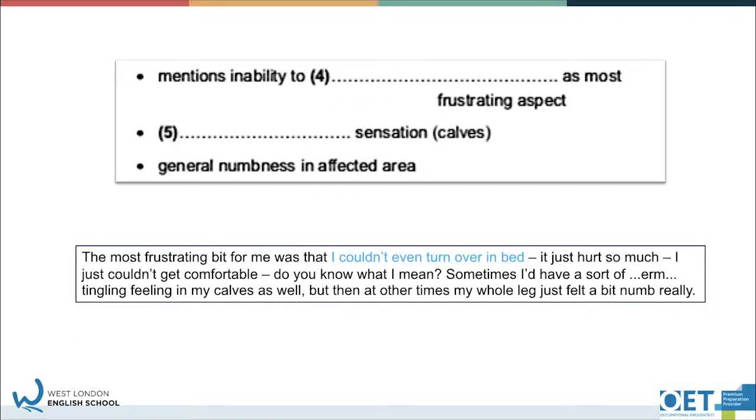This is what the patient said, I couldn't even turn over in bed. And that's what you needed to write. Remember, your answer needs to fit grammatically. And so you needed those 4 words, turn over in bed.